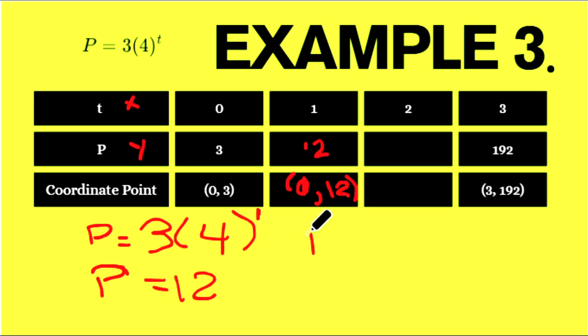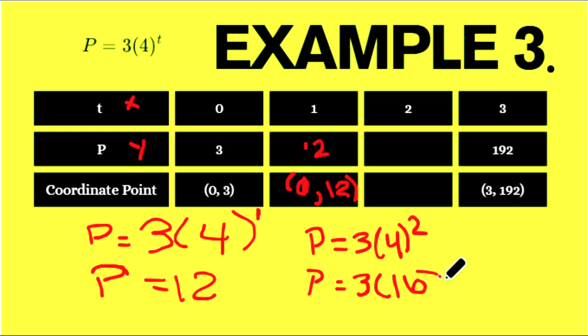So p, we don't know the value. That's what we're solving for. But we know that we have 3 times 4 raised to the power of 2, which is right here. Okay, so exponents in parentheses first. 4 times 4 is 16. 3 times 16, I am totally getting my calculator because that is how I roll. 16 times 3 is 48. 48, okay. So we end up with the point 2 and 48, okay.